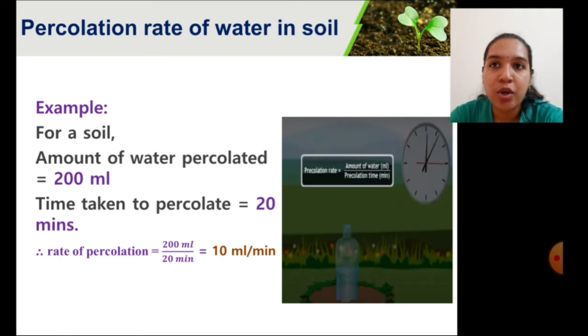And so 200 ml divided by 20 minutes is equal to 10 ml per minute. That means 10 milliliters of water is percolated in 1 minute. So this is the percolation rate of water in soil for the given units. You will be getting problems like this for which you have to calculate it. I hope you have already done some revision work or homework, home activity we have discussed while learning this chapter.